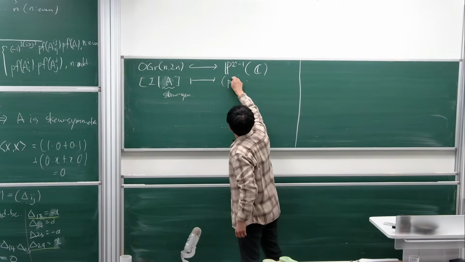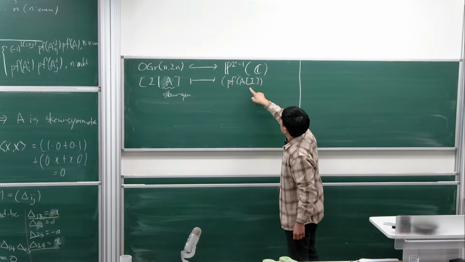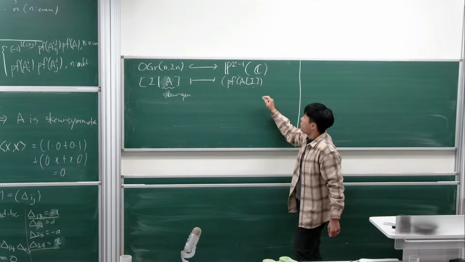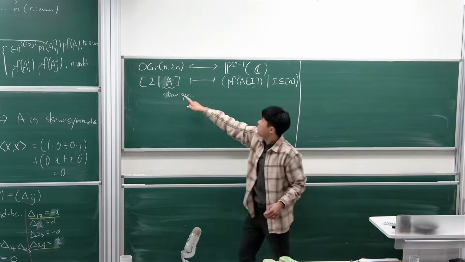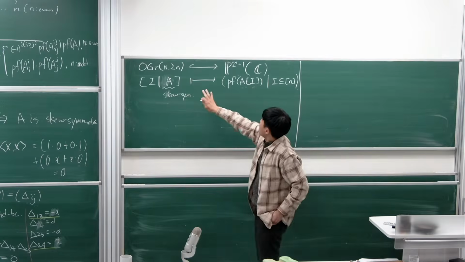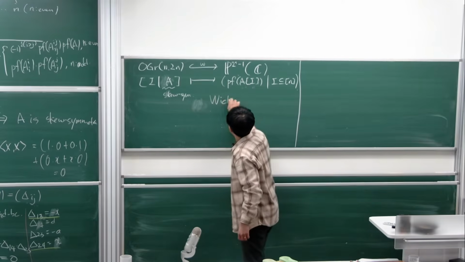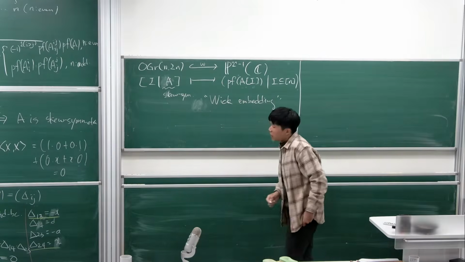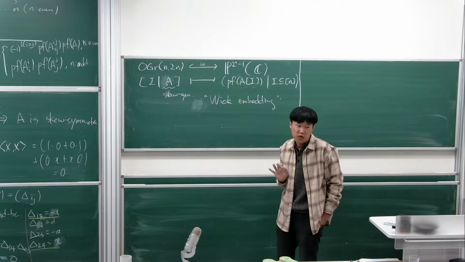So taking the Pfaffians A_I, where A_I means the principal submatrix whose rows and columns are indicated by I. I is a subset of the power set of n, indexed by n. This is called the Wick embedding. And the image of the Wick embedding is cut out by certain quadratic relations, which are called the Wick relations.